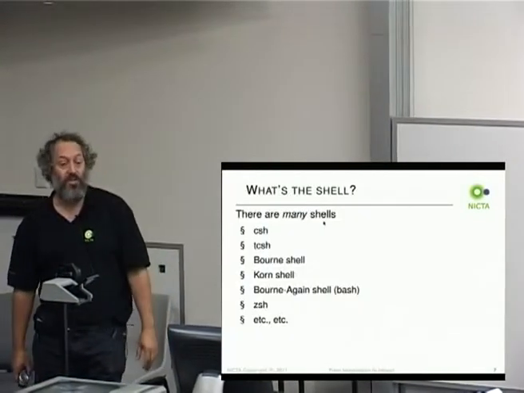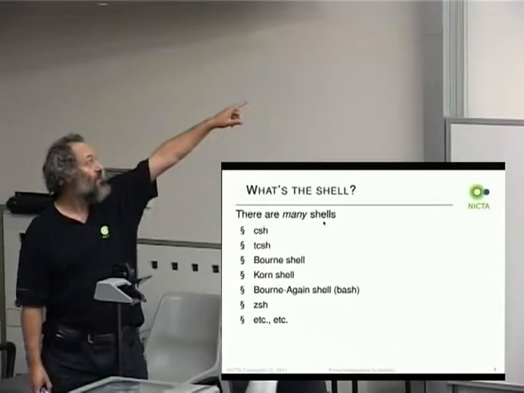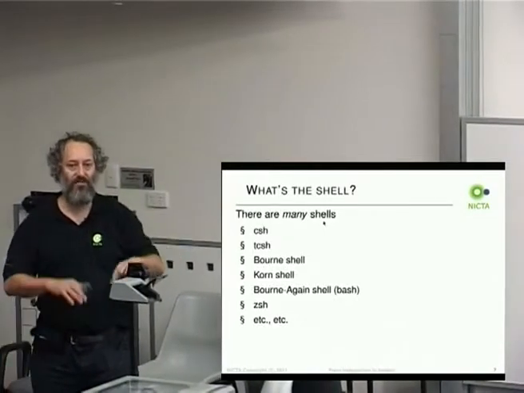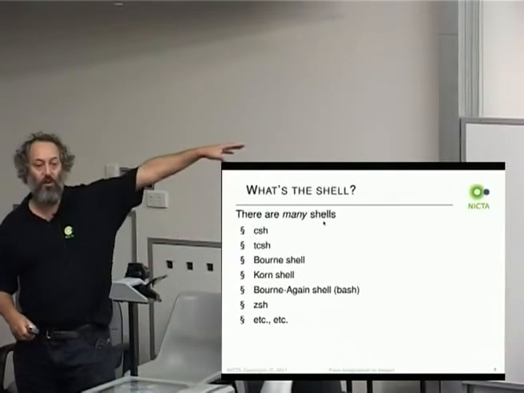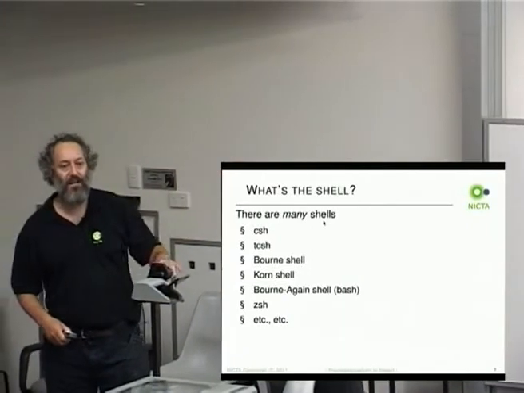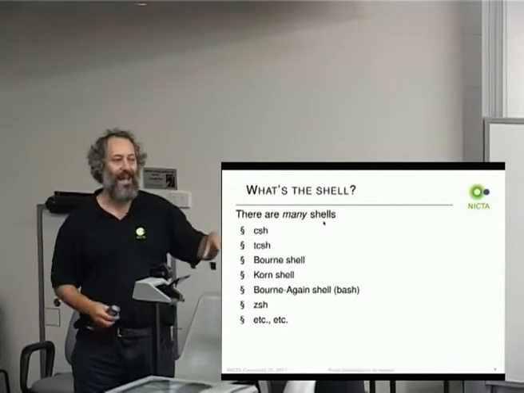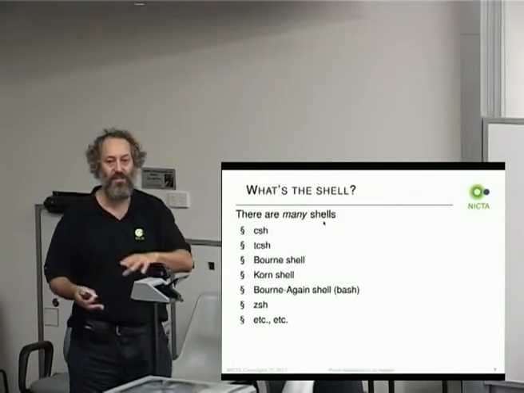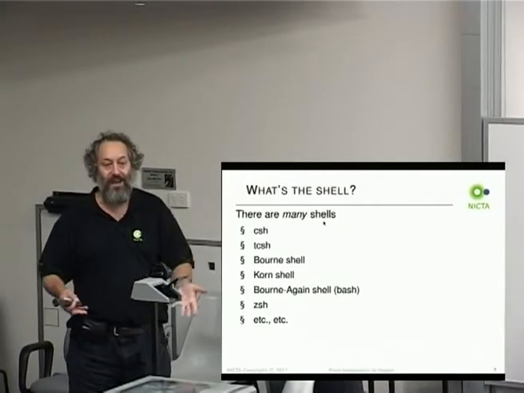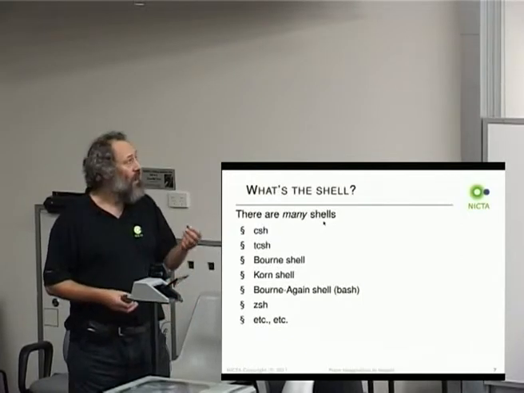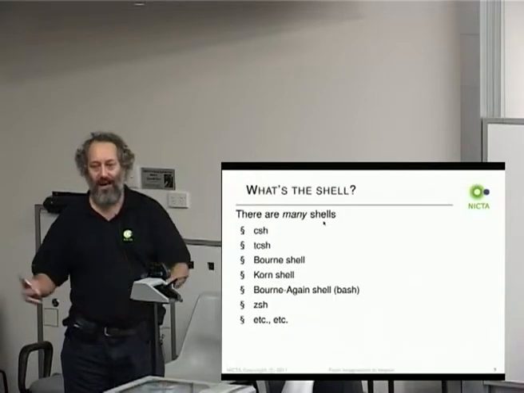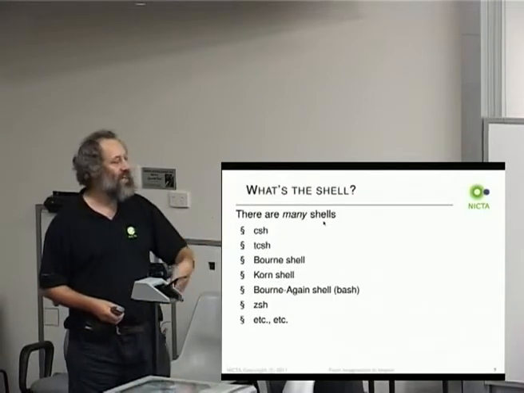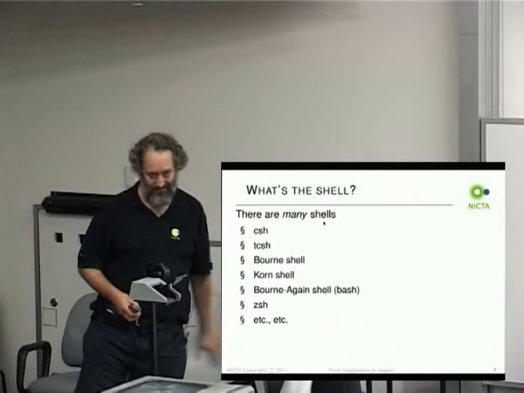There are many things called the shell. There's the C shell, the TC shell, which is the C shell with extra interactive bits added. There's the Bourne shell, which is the original one. There's the Korn shell, which took the Bourne shell and added some stuff like functions and a few extra interactive features. There's the Bourne Again shell, which is Bash, which is probably on your machine now. Then there's Z shell. There's oodles of them.